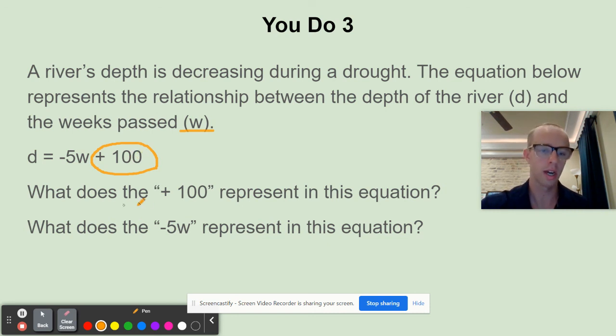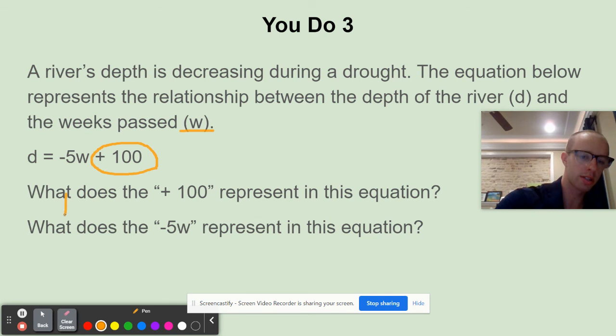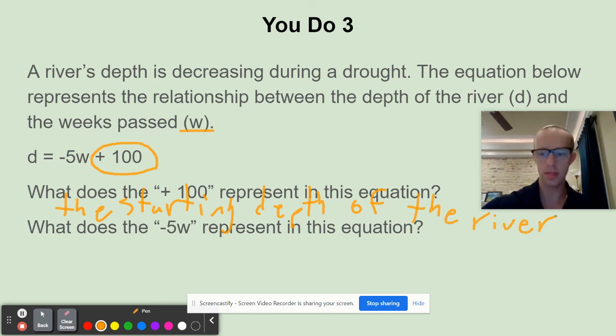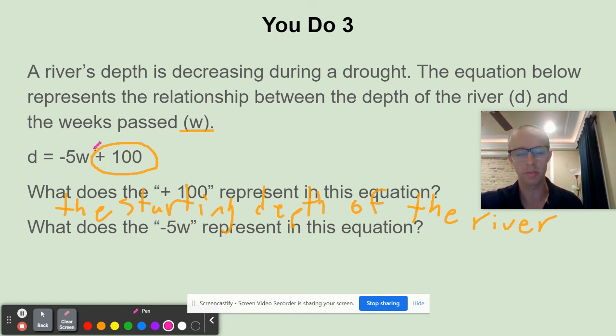And so this is the starting or beginning depth. Sorry about this sloppy handwriting. The starting depth of the river. Okay. This is the starting depth of the river. It starts at 100. It B begins. All right. This number off by itself. It doesn't have any coefficient. We're not multiplying it by anything. Simply, that's where it starts.